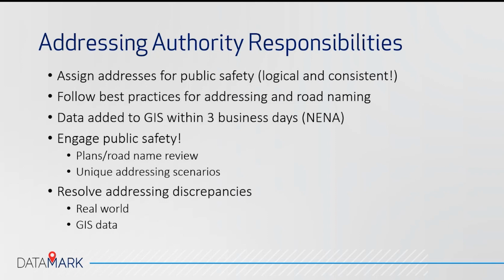You want to make sure that you are engaging public safety for road name and plan review, and also for unique addressing scenarios. If you look at the NINA informational document for site structure address point placement, it's always going to tell you to default back to the local addressing authority for the best practices, but also to reference public safety. If you get a plan that's got a lot of mixed use and different parts of that building being accessed from different rights of way, they're going to be able to help guide you in the best way to assign that address that's conducive for public safety response.